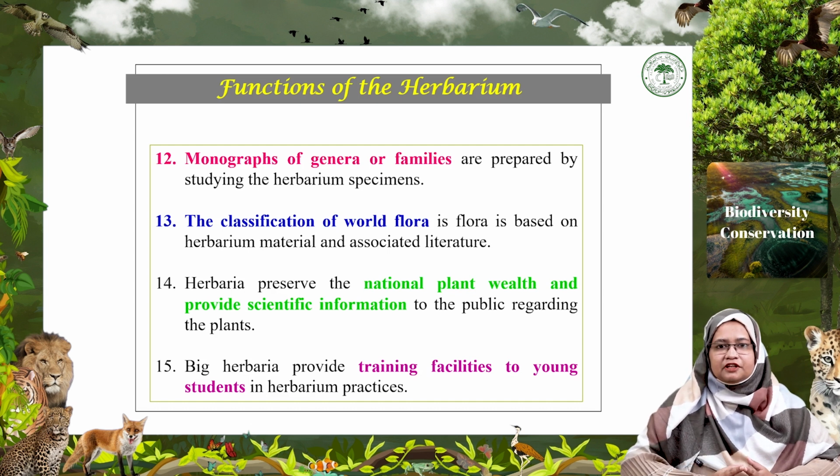Like the Bentham system of classification is based on world flora, because of the large herbarium present in the Kew Botanical Garden. So they have access to different types of plants present all over the world. The classification of world flora is based on herbarium material and associated literature, because it is not possible for a single person to go all over the world and classify the plants. So herbarium is very important for any botanist or researcher to classify plants, because it provides a single place for all the plants of a particular region.